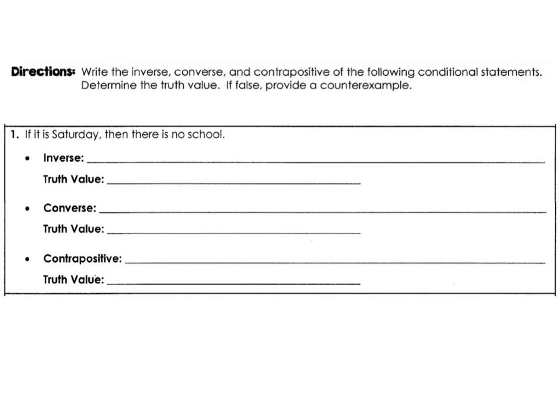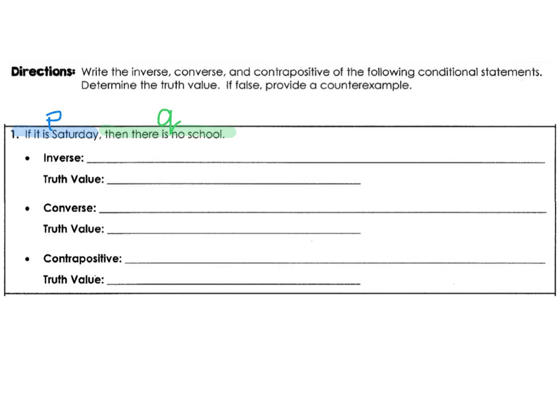So the first thing we want to do is identify what is our P and what is our Q. If it is Saturday, we're going to call that P, and that's our hypothesis, right? Because it follows the word if. Then, there is no school. That's our conclusion, and we're going to call that statement Q.